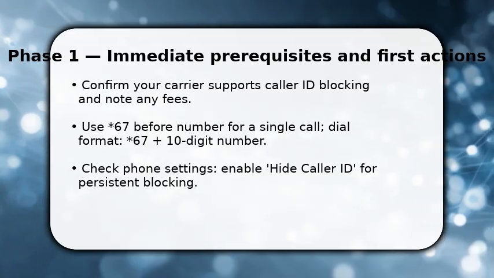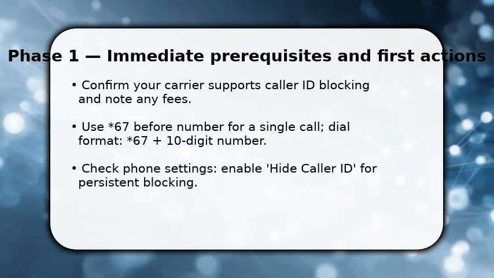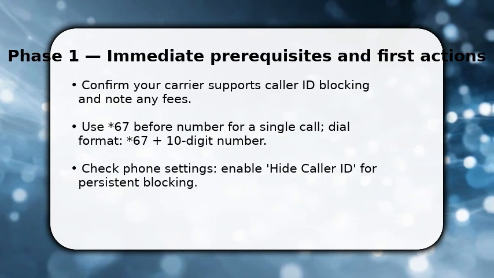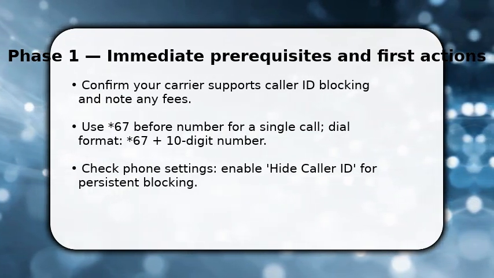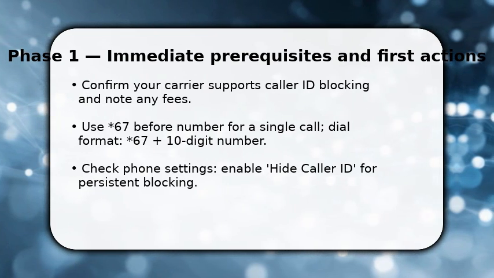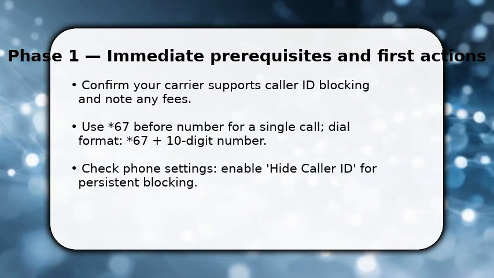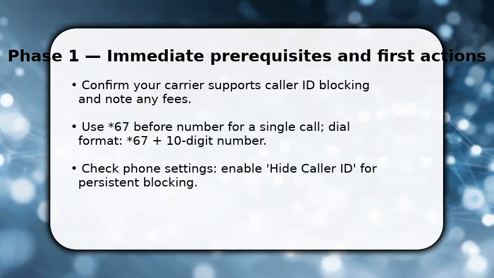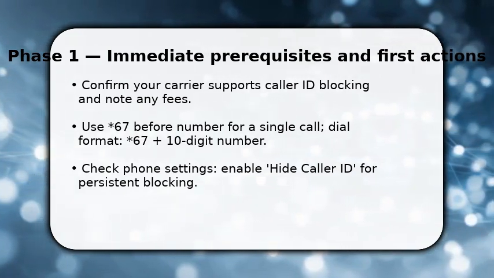You start by verifying carrier capabilities and any restrictions. Carriers differ, so call support if unsure. Next, use the quick single call code, dial *67, then the full 10-digit number to mask your ID for that call. Once done, make sure your phone's own caller ID setting is set to hide for persistent privacy.